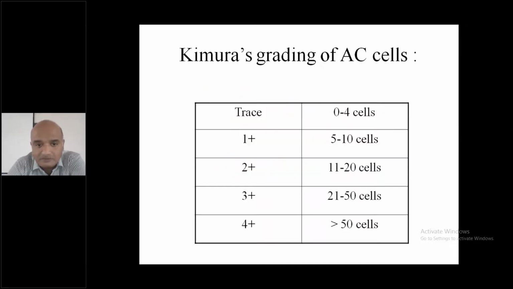The cells can be classified based on grades called Kimura's grading, +1, +2, +3, and +4. It is based on the number of cells. 5 to 10 is +1, 11 to 20 is +2, 21 to 50 is +3, and more than 50 is +4.